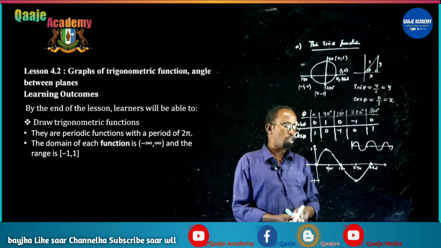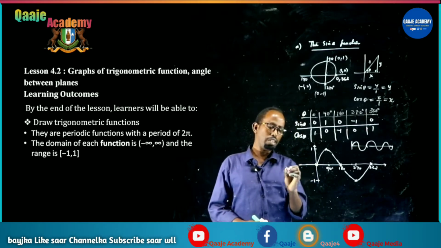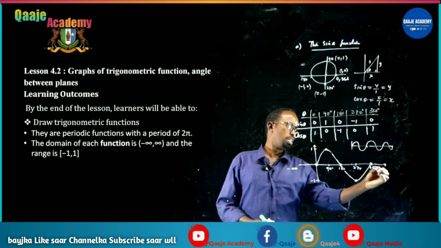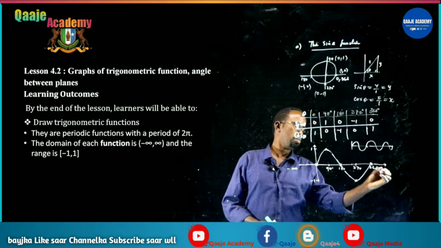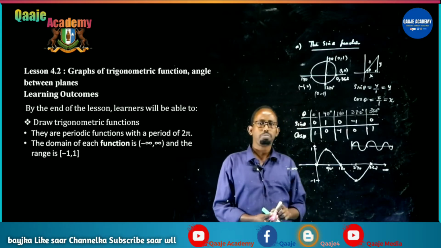The next one, the domain is negative infinity to positive infinity. This side is negative infinity, and this side is positive infinity. So that is the domain.